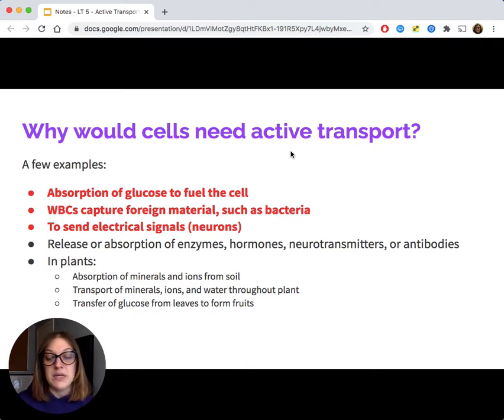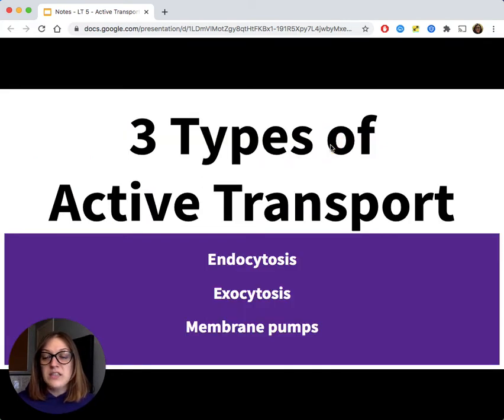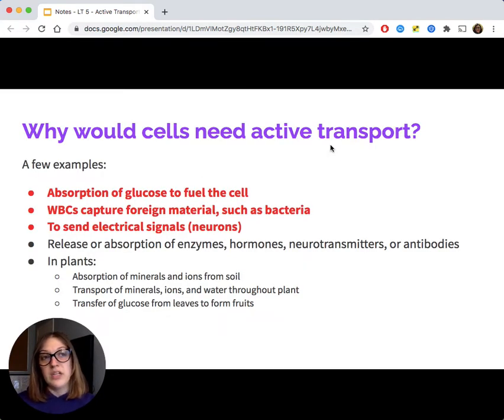In plants, it might be absorbing excess minerals and ions from soil, the transport of minerals and ions and water throughout the plant, and so on and so forth. So passive transport is great for moving molecules in and out of a cell, but sometimes cells need to move away from equilibrium, and that's what active transport is for.